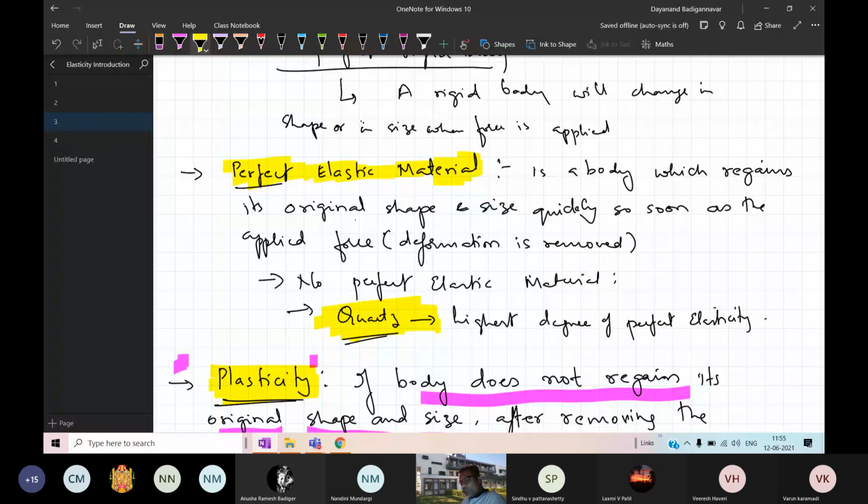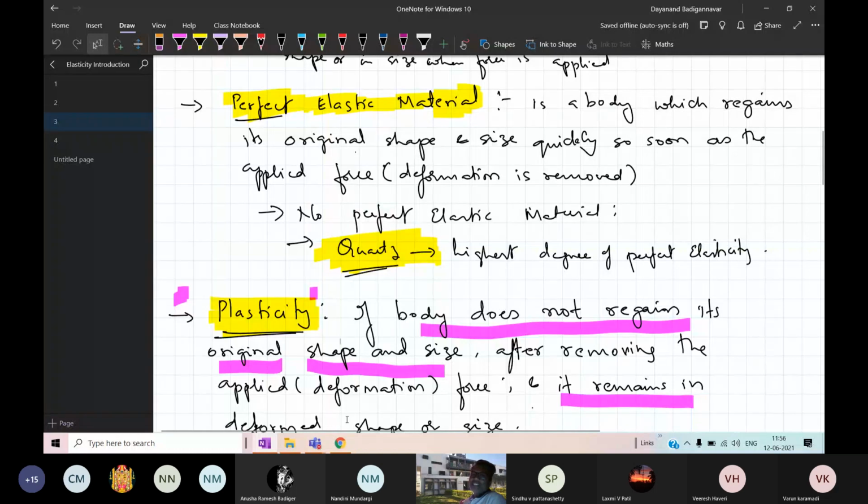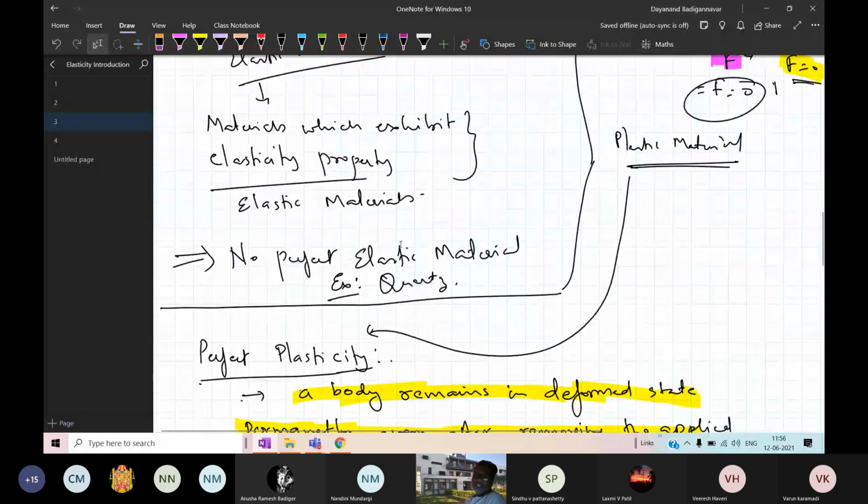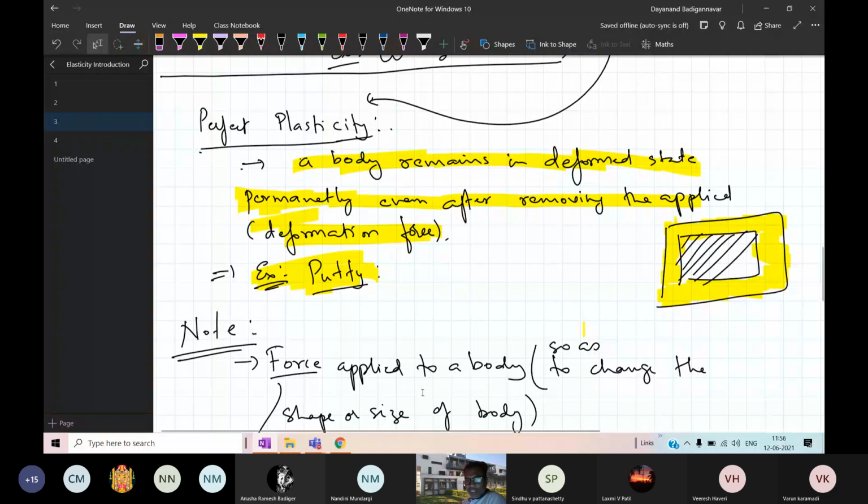Now keep in mind, there is no 100% elastic material or plastic material. They are only in comparison with the other. So the material which exhibits elasticity very well is quartz, and the material which is exhibiting perfect plasticity is nothing but a putty. Therefore, the elasticity of a material lies between quartz and putty.